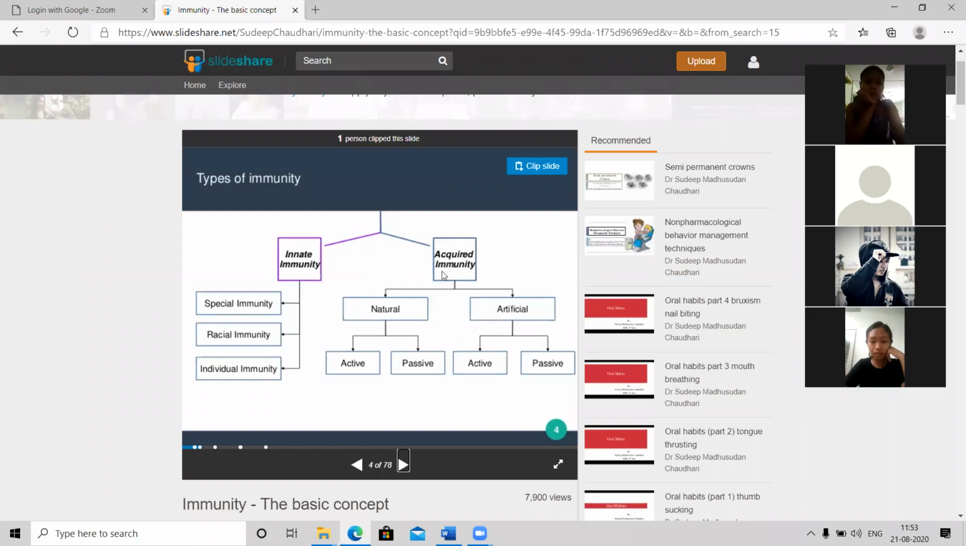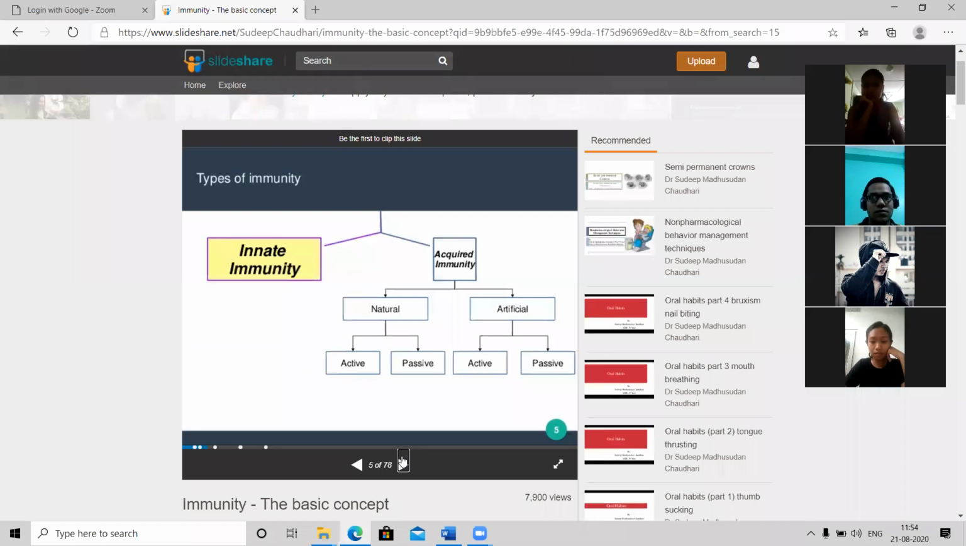And the other one is the acquired immunity. Acquired immunity we can differentiate into two types: natural and artificial. Natural immunity again is active and passive, that is active natural immunity and passive natural immunity. Then in artificial we also have active artificial immunity and passive. So these are the different types of immunity present in our host.